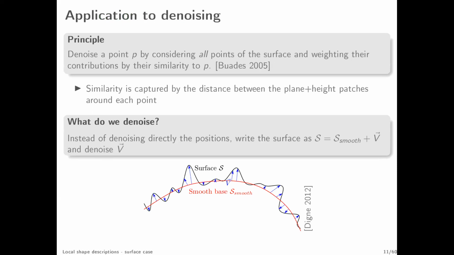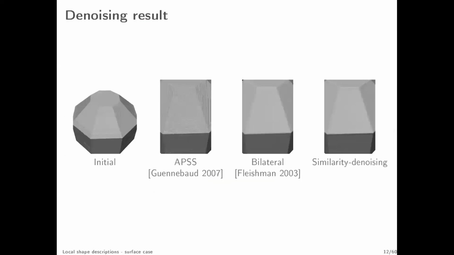And we have a small trick: instead of denoising the positions, we denoise a vector field which is above a smooth surface. We basically decompose the surface into a smooth surface plus a vector field. The smooth surface is by definition denoised, and we only denoise the residual vector. And we denoise with this non-local principle. So without going into the details, this would give you this kind of results.